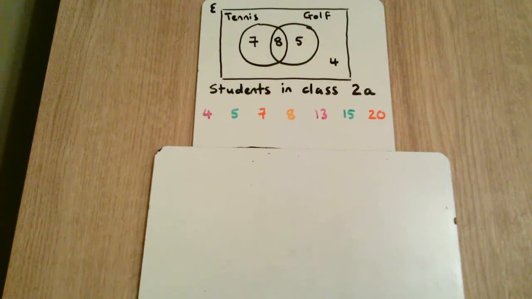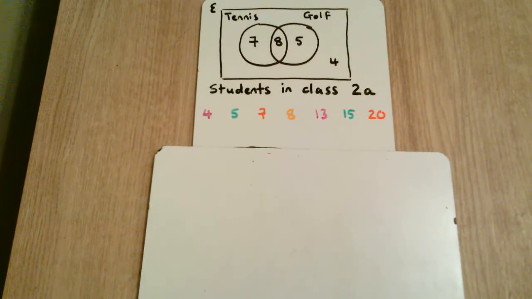Hello everyone, today we're looking at an introduction to Venn diagrams, and we're going to start by just looking at a Venn diagram in front of us regarding students in class 2A that play tennis and golf. Then we're also going to link it to notation associated to Venn diagrams, and finally end with some questions on probability and just how to fill in a Venn diagram ourselves.